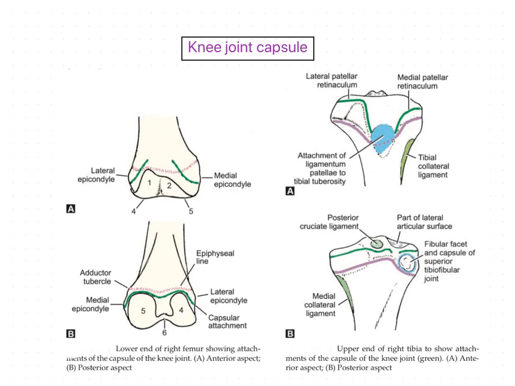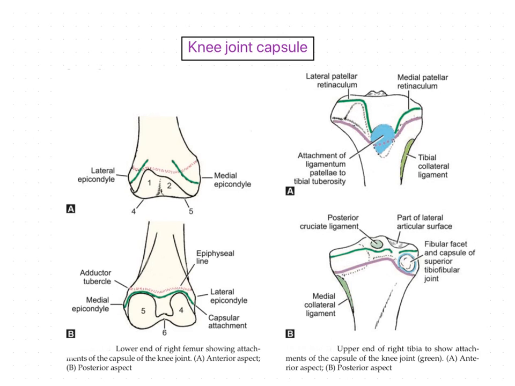Dear students, welcome back. Now in this session we are going to discuss the knee joint capsule and the ligaments. So now we will see the capsular attachments. The fibrous capsule is very thin and is deficient anteriorly. The green lines imply the attachments of the capsule here.